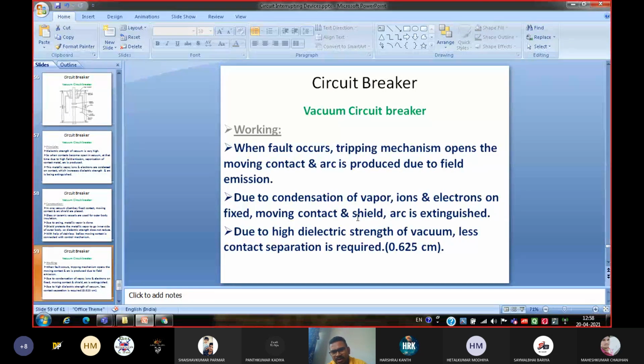Okay, how is the arc produced? When a fault occurs, at that time the fixed contact and moving contact become separated. When the contacts become separated, due to the high field emission, the arc is generated. Now all this happens in the vacuum. Whatever arc is generated, due to it, what happens?